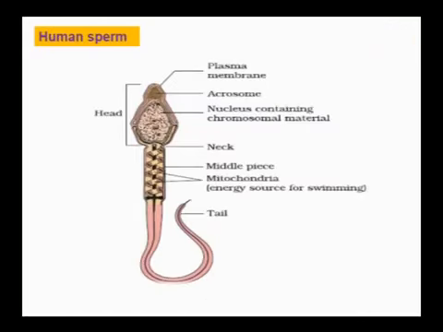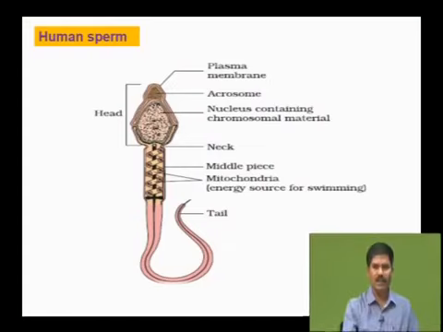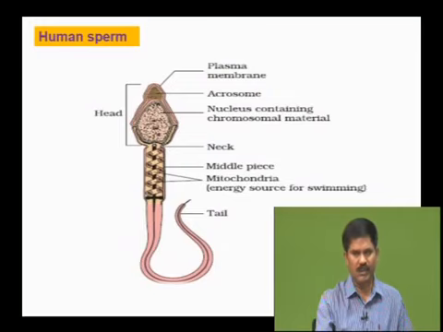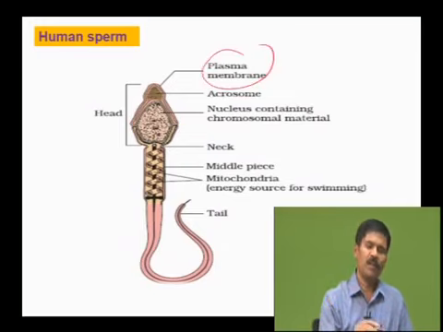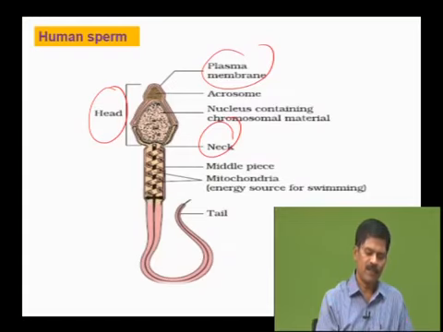Look at the structure of human sperm. Human sperms are minute, microscopic, haploid male gametes formed in the testis during spermatogenesis. Each sperm is covered over by plasma membrane and distinguished into 4 parts. The first is called head region, then the next region is neck region, then the middle piece and the tail. These are the 4 regions of the sperm.